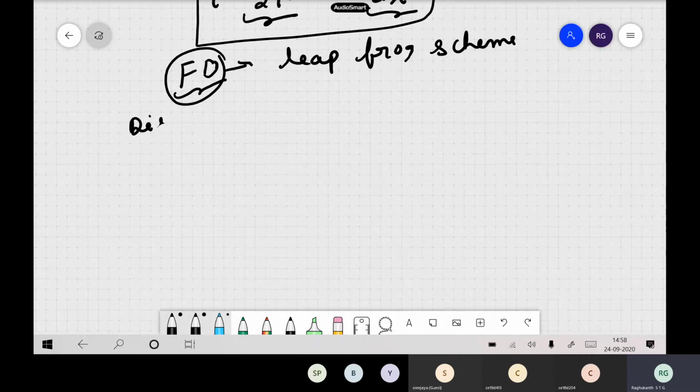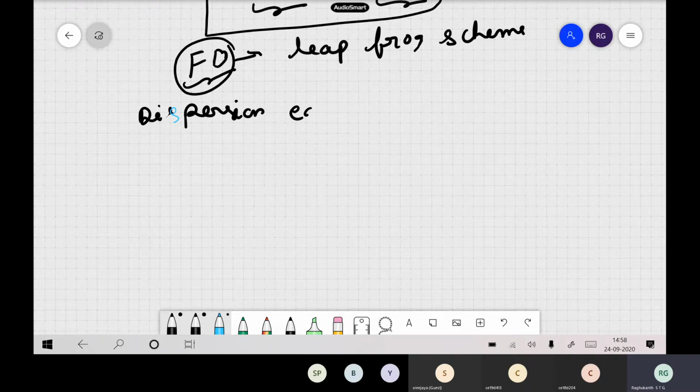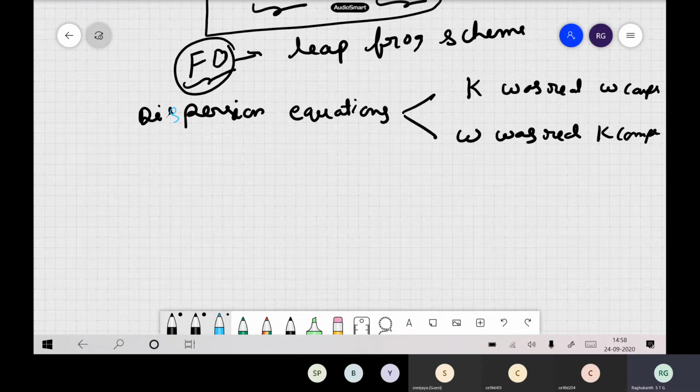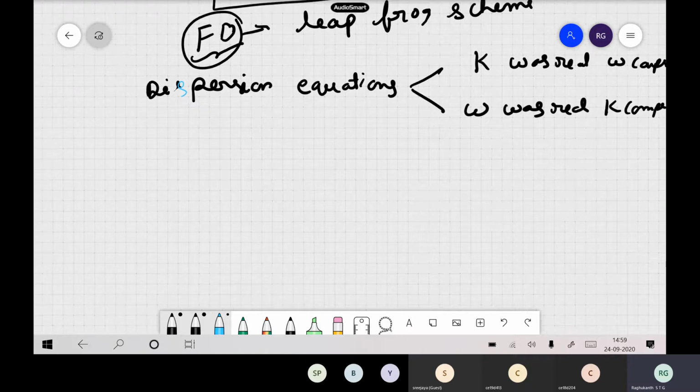Now we have derived some equations for dispersion. We derived dispersion equations for two cases. In one, k was real and omega was complex. In the other, omega was real, a physical value, and k is complex. Of course, both of them can also be complex, but that is a different issue. For this, we wrote our finite difference equation, substituting this in finite difference format.